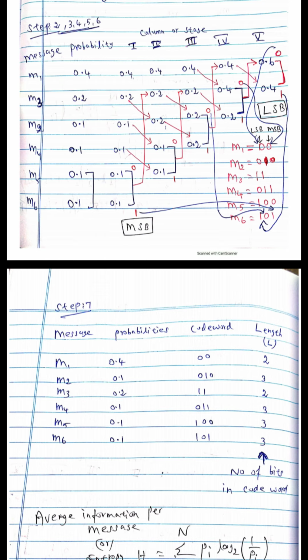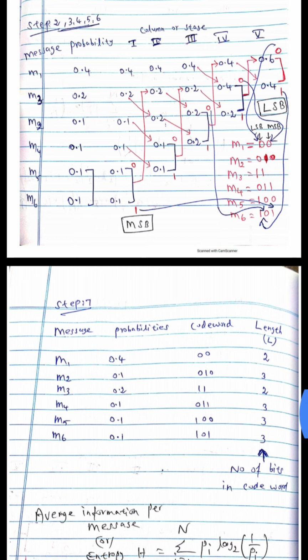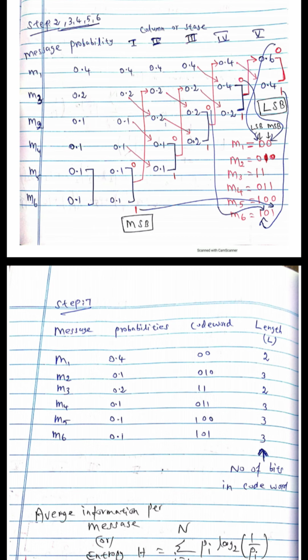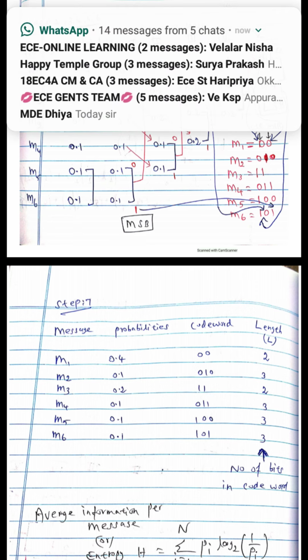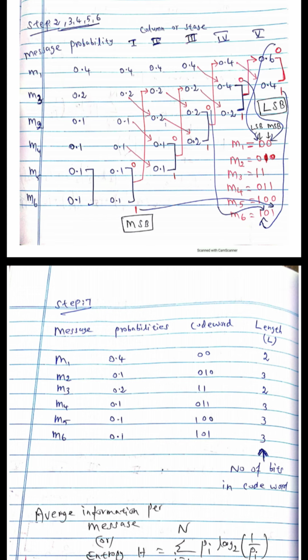Already known, the high probability has a smaller number of code word bits, and low probability has more. Here M1 is a high probability, 0.4, so the number of bits is 2. Similarly M3 has value 0.2 and the number of bits is 2. The remaining M2, M4, M5 and M6 have probability 0.1, so they are represented by 3 bits.